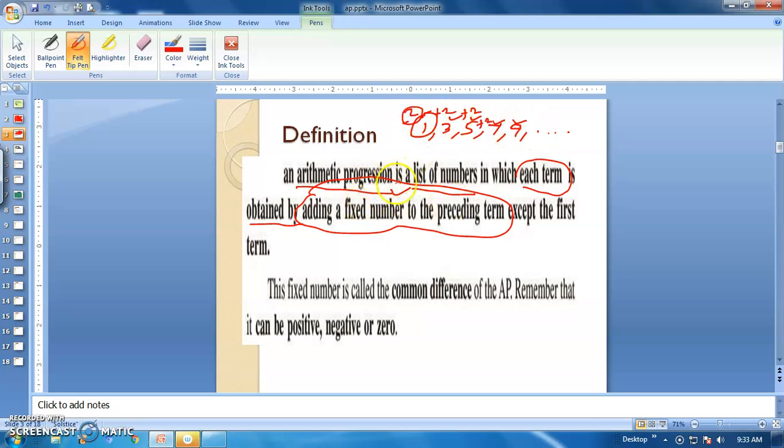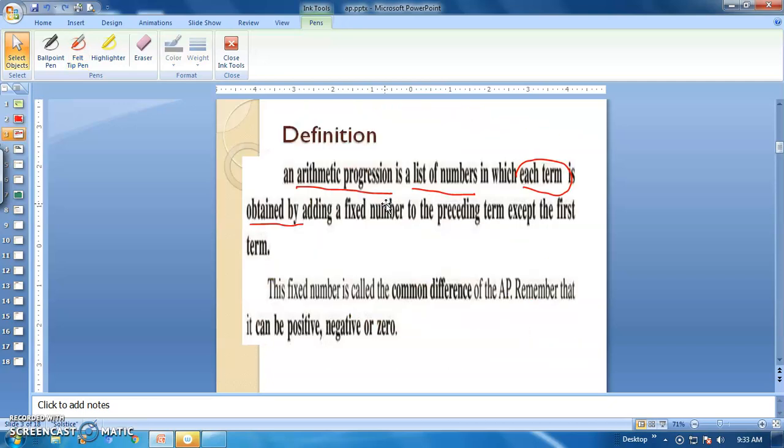So arithmetic progression is a list of numbers obtained by adding a fixed number to the preceding one except the first term. The fixed number is called the common difference, the common difference of the AP. AP is nothing but the short form of arithmetic progression. And that D value may be positive or negative or 0.